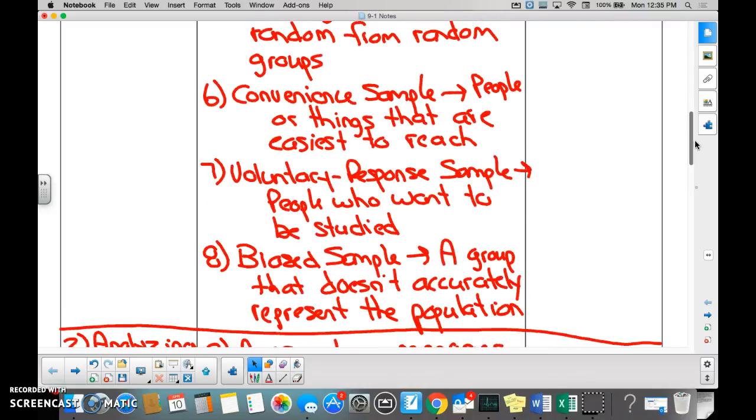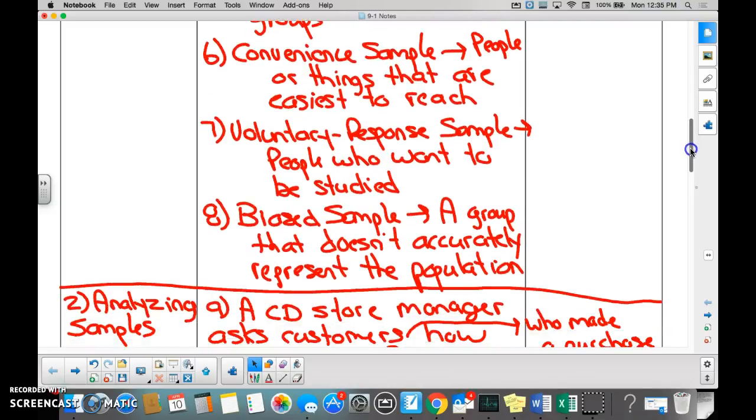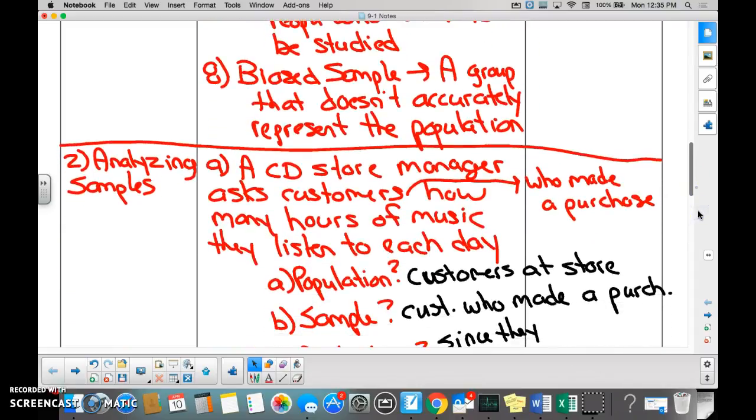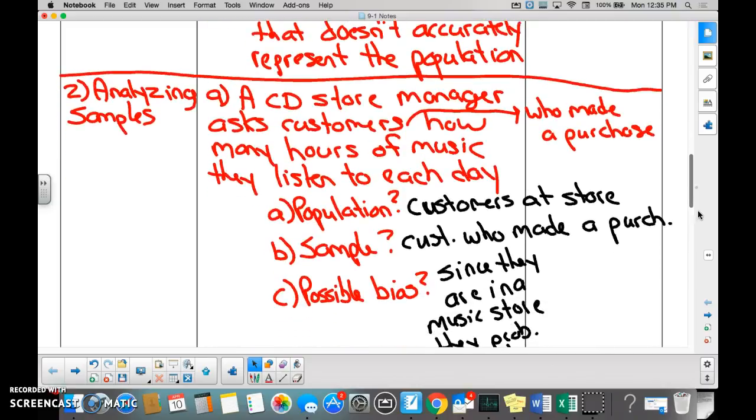Biased sample, a small group that doesn't accurately represent the population. So our example of a biased sample would be if you ask currently a group of Republicans what they think of the president, you're going to get a biased answer. If you ask a group of Democrats what they think of the president, you're going to get a biased answer. Because you are not asking the population, you're asking a sample of the population, and in that case, pretty specific samples of the population.